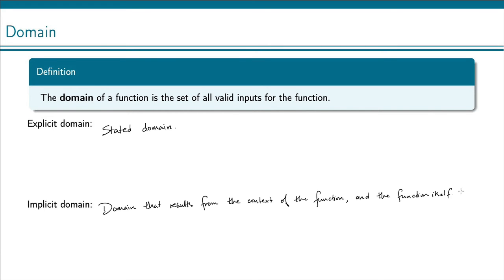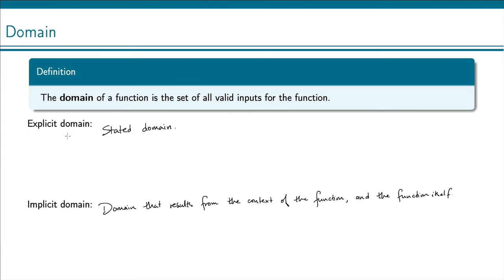I won't write anything down, but for an explicit domain, you may have a function that represents the cost of a cell phone plan, depending on how much data you use. And the amount of data that you use, okay, those are your inputs. Now, it's not possible to use a negative amount of data. So the function itself would state, generally, that your x values will be greater than or equal to 0. Okay? And so that's an explicit domain, where it's stated, it's told to you.